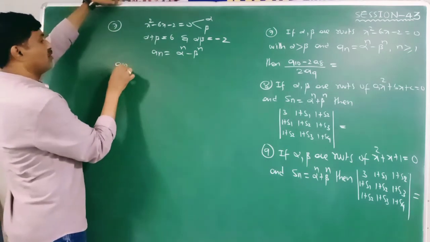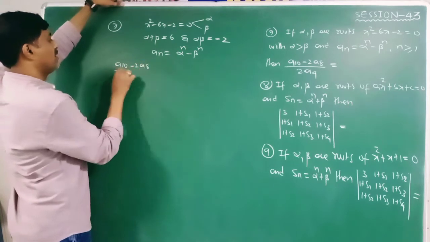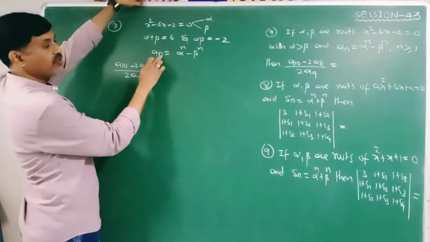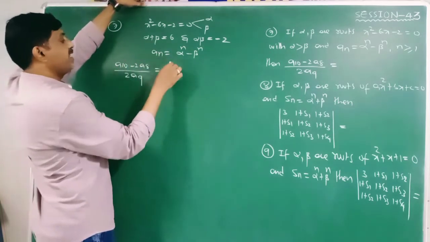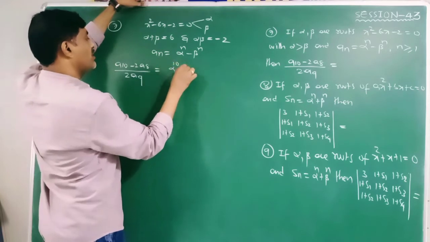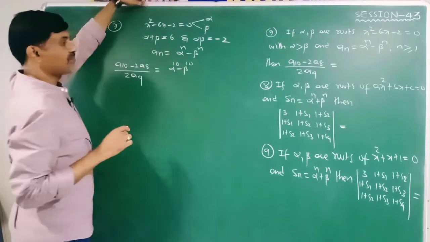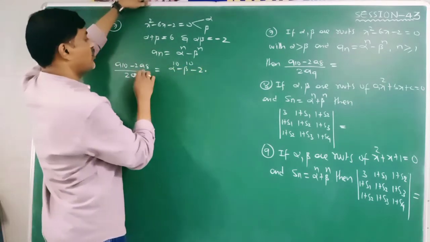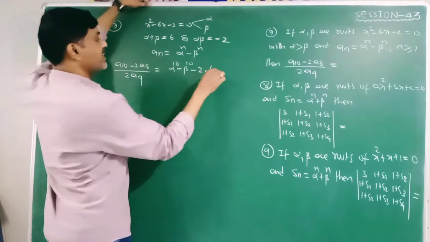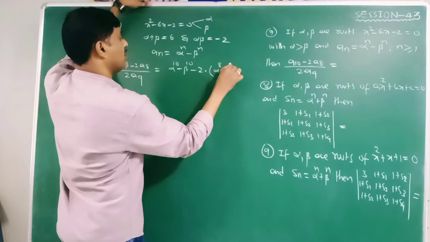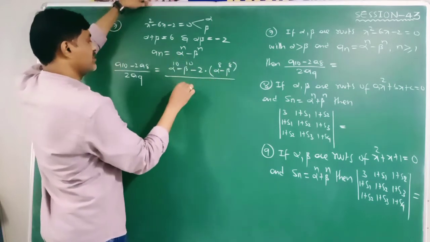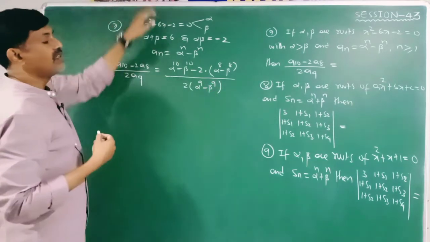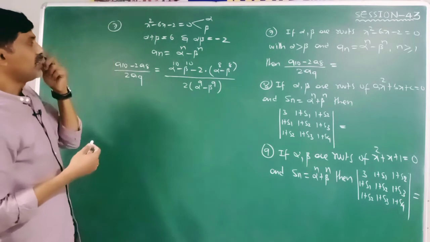Now comes (a10 minus 2a8) by 2a9. What is a10? We have to keep n as 10. a10 is nothing but alpha power 10 minus beta power 10, minus 2 times a8, where we keep 8, that is alpha power 8 minus beta power 8, divided by 2 times alpha power 9 minus beta power 9. All these values we have to find from this quadratic equation.